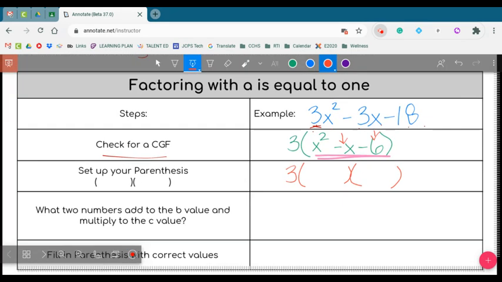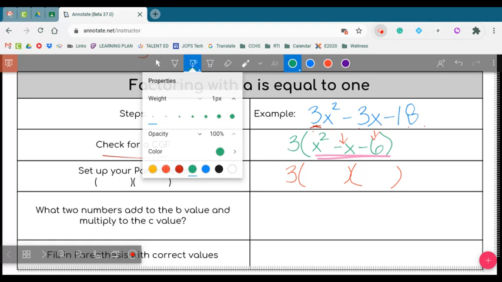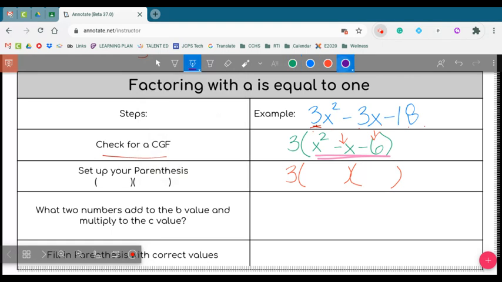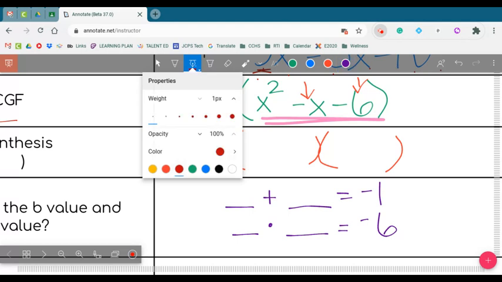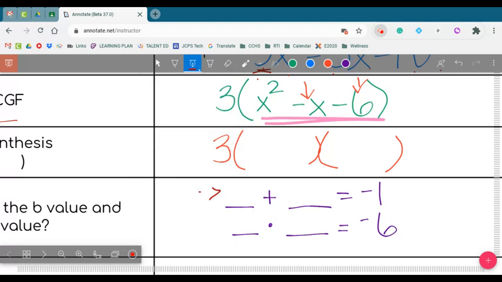So how I am going to write it is what plus what equals -1, and what times what equals -6. These 2 numbers that I put in, so this number and this number, have to be the same. So what are your multiples of 6? You have 6 and 1, you have 3 and 2. Which of those added together are going to give you 1?